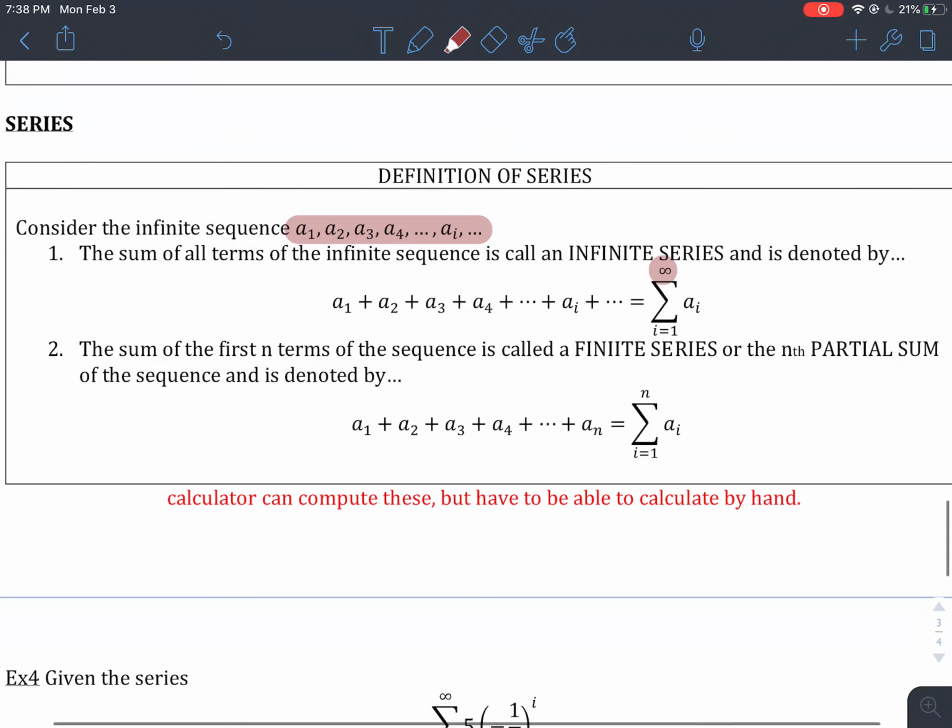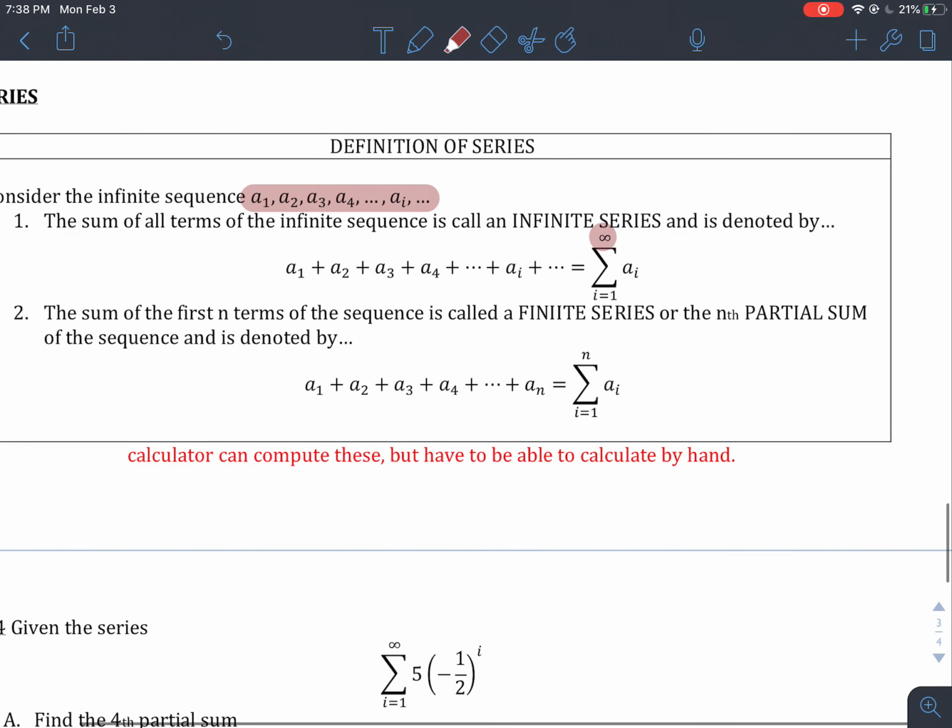Now we could also have a finite series where we're only summing the first n terms of a sequence. This is also called a partial sum or the nth partial sum. So a sub 1 plus a sub 2 plus a sub 3 all the way up to a sub n and stop. We're not adding any other terms past that. This one we're going to have that upper bound be n.